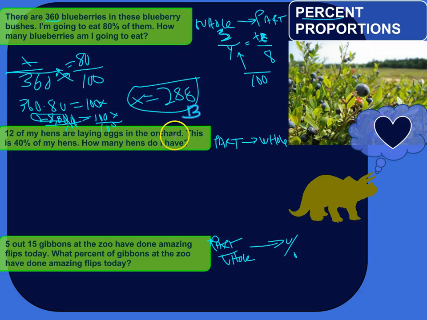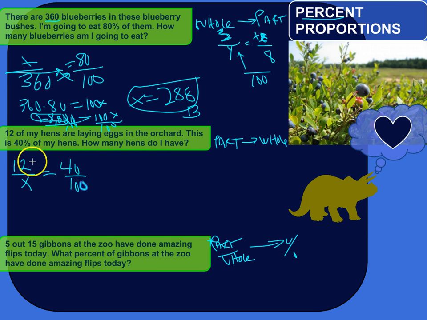12 of my hens are laying eggs in the orchard. This is 40% of my hens. How many hens do I have? So the question is, what's the whole? 12 out of however many hens I have is equivalent to 40% of my hens. So 40 out of 100.